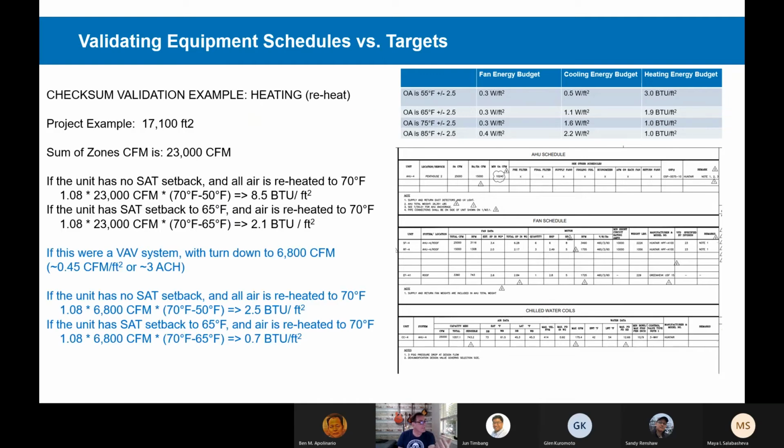But what if this was a VAV system? The sum of the zone minimums could be quite a bit less, as low as 0.45 CFM per square foot, which is very reasonable in a hospital. In that condition, without the setback, we'd be at 2.5 BTU a square foot, and with the setback, we'd be down at 0.7 BTU a square foot, which soundly meets our energy target.